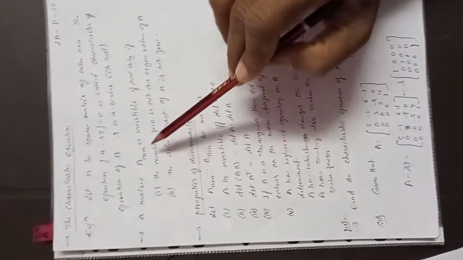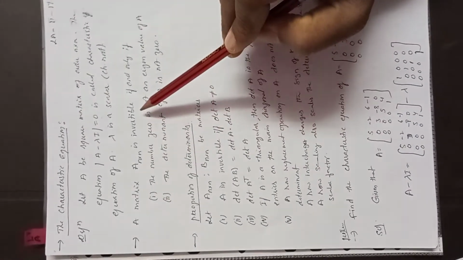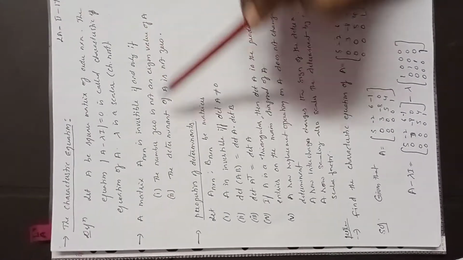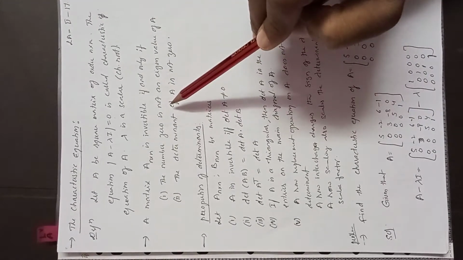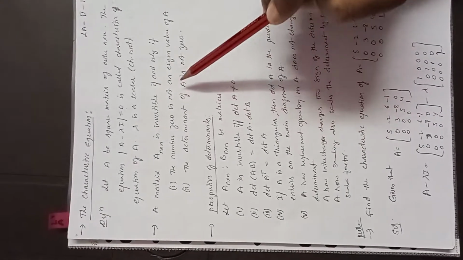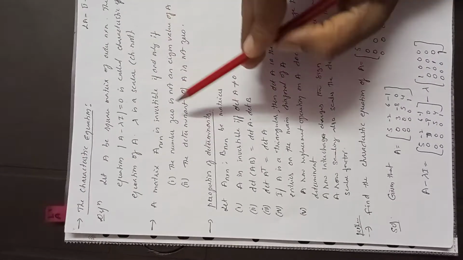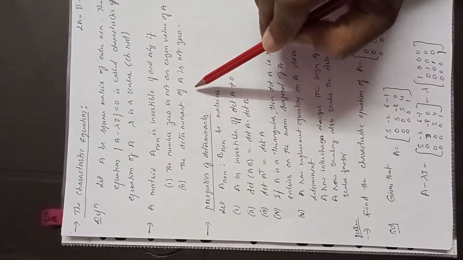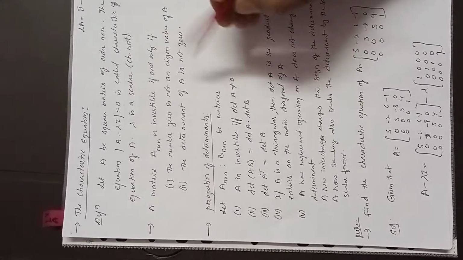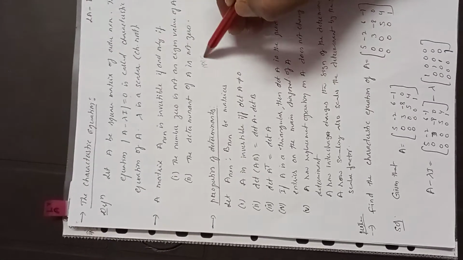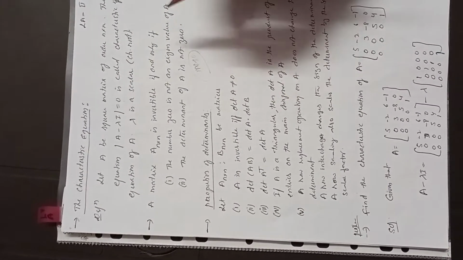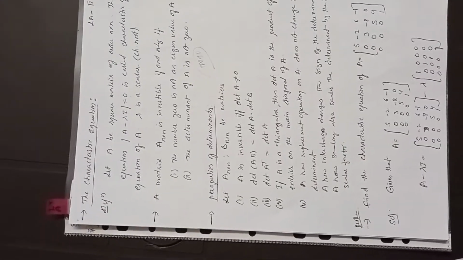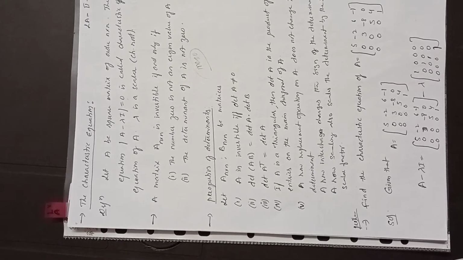A matrix A is said to be invertible if and only if the number 0 is not an eigenvalue of A. The determinant of A is not equal to 0. If determinant A is not equal to 0, then the matrix is invertible. Another one is that the number 0 should not be an eigenvalue.